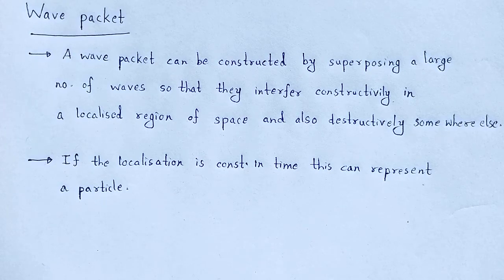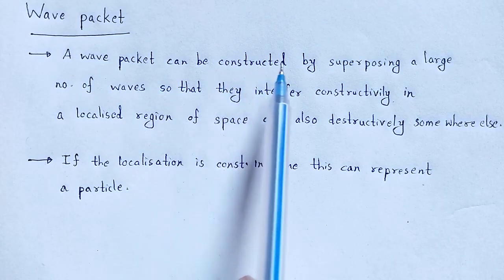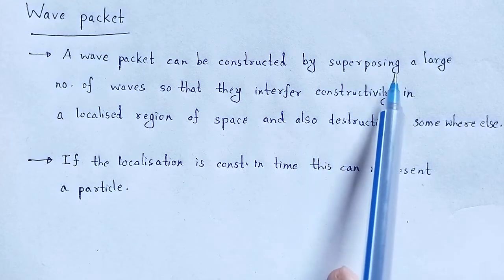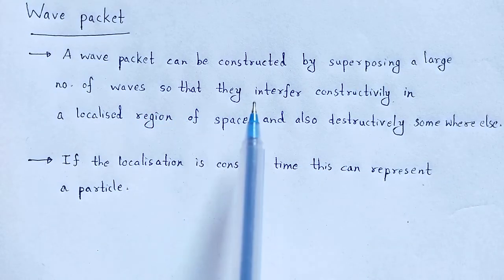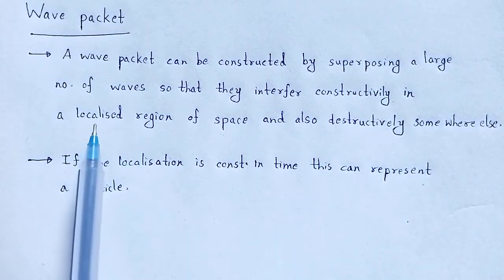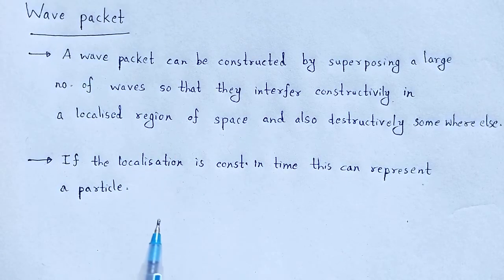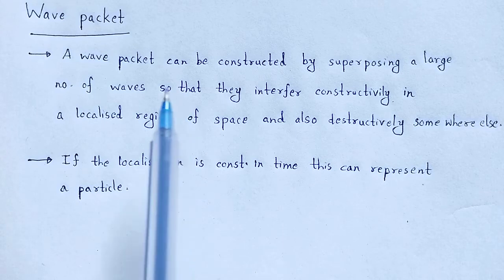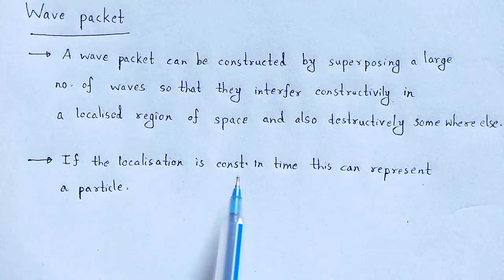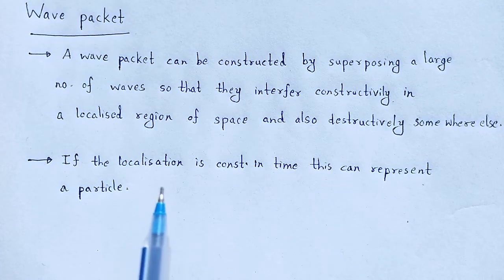In this video, we are going to discuss wave packet and Gaussian wave packet. Let's begin. What is a wave packet? A wave packet can be constructed by superposing a large number of waves so that they interfere either constructively or destructively in a localized region of space. Or how does a wave packet represent a particle? If the localization is constant in time, then that can represent a particle.